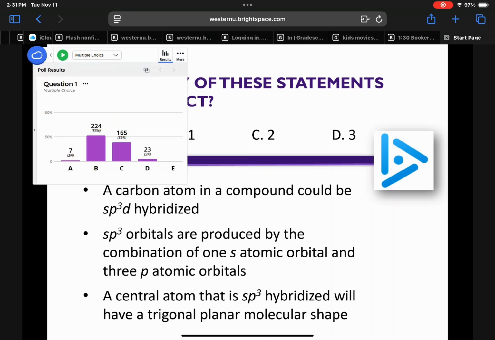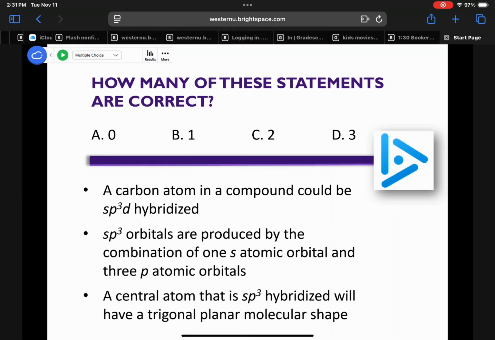Okay, we're going for 1 as the most popular, but only half, so we're going to chat about that. And that means 2 of them are incorrect. So let's take a quick minute to review this concept.